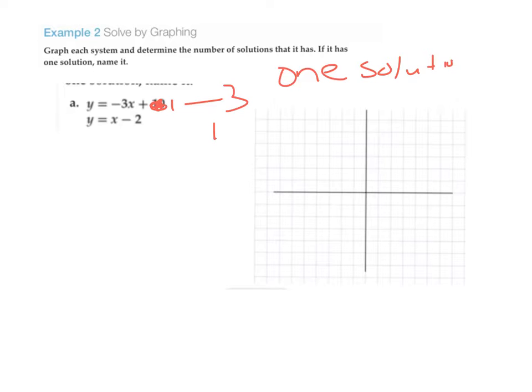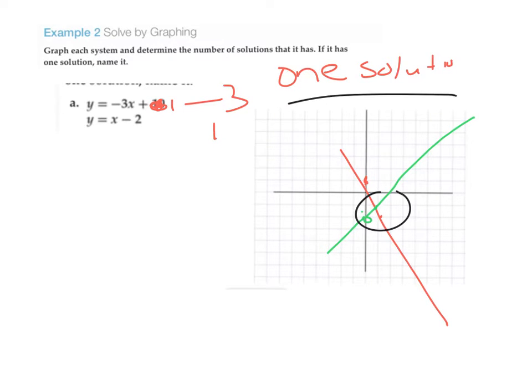I'm going to go to 1, but I'm going to go down 3, 1, 2, 3, and over 1. And I'm going to draw my line. And then I'm going to do the -2, go up 1, over 1, and draw my line. And if you notice, they cross in one spot. That's how we get one solution.